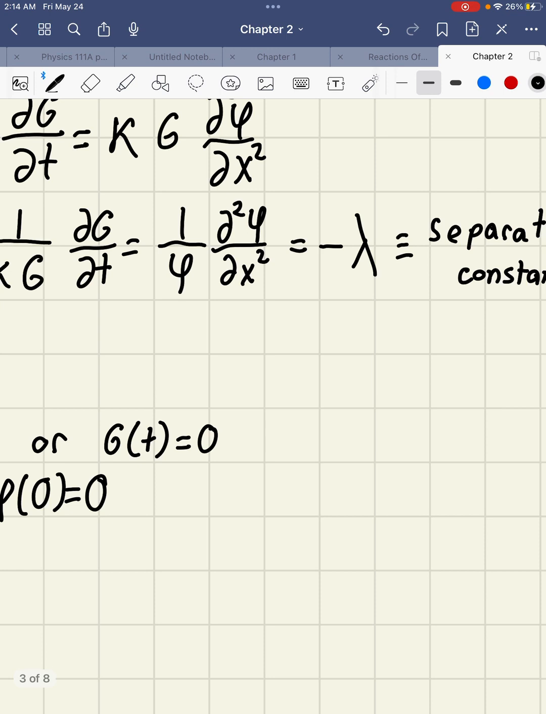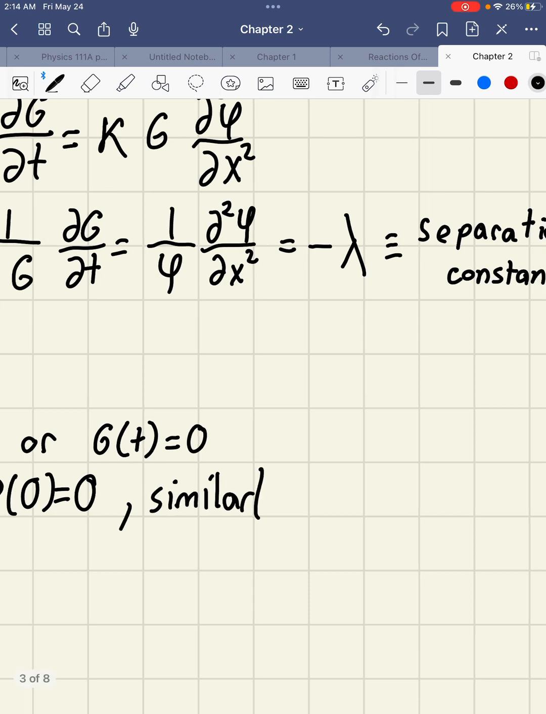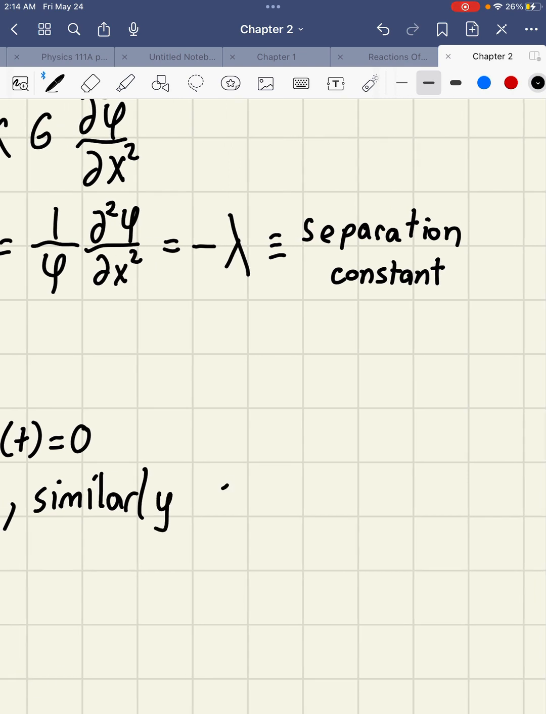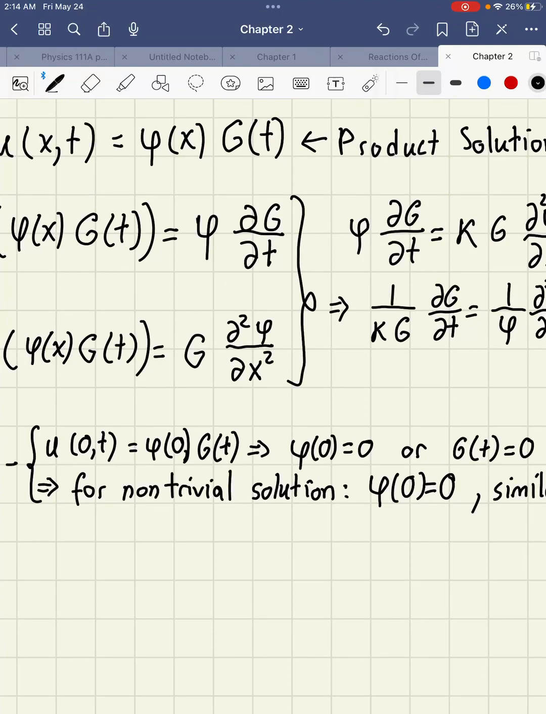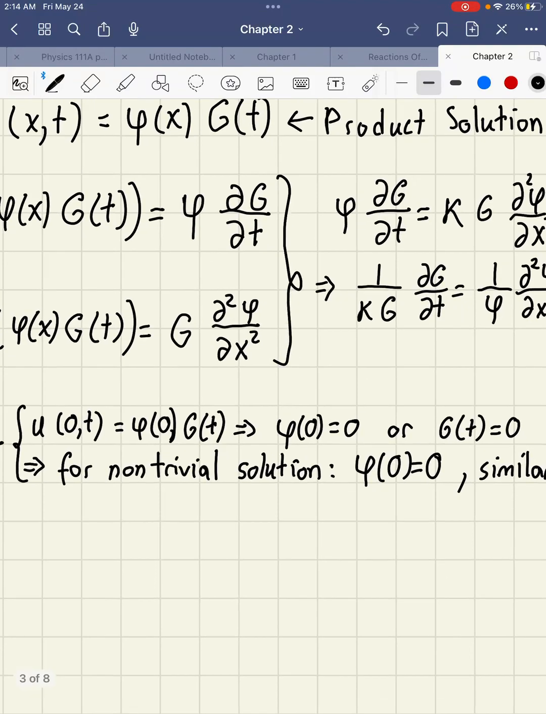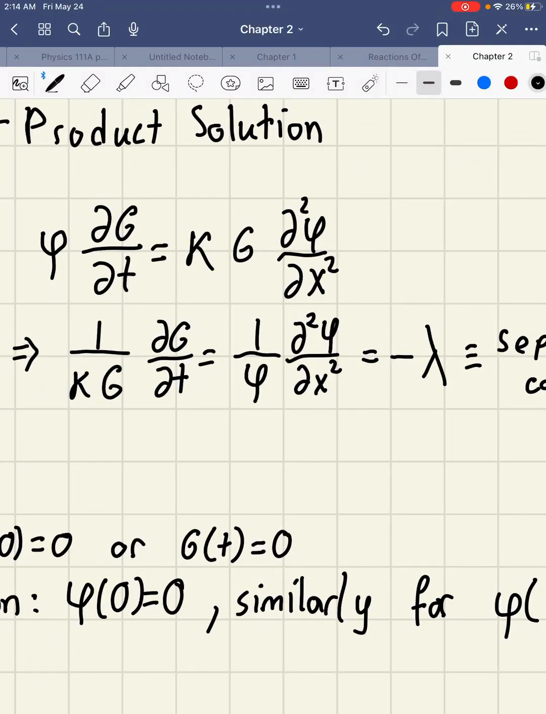And similarly, for phi of L, that's equal to 0. Because again, u of L of t is equal to phi of L times g of t, that's equal to 0. Now g of t cannot be equal to 0, because of trivial solution.